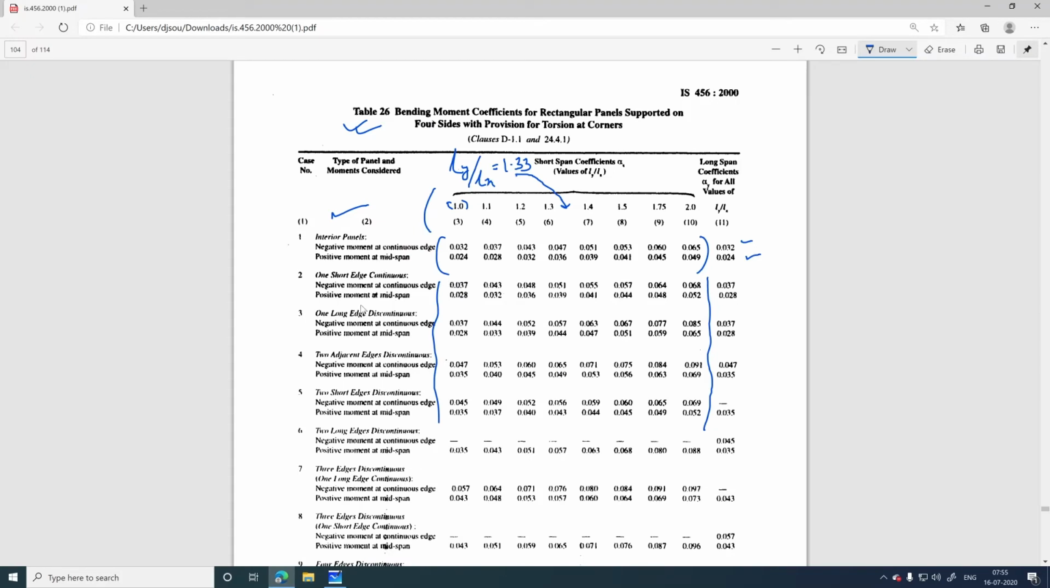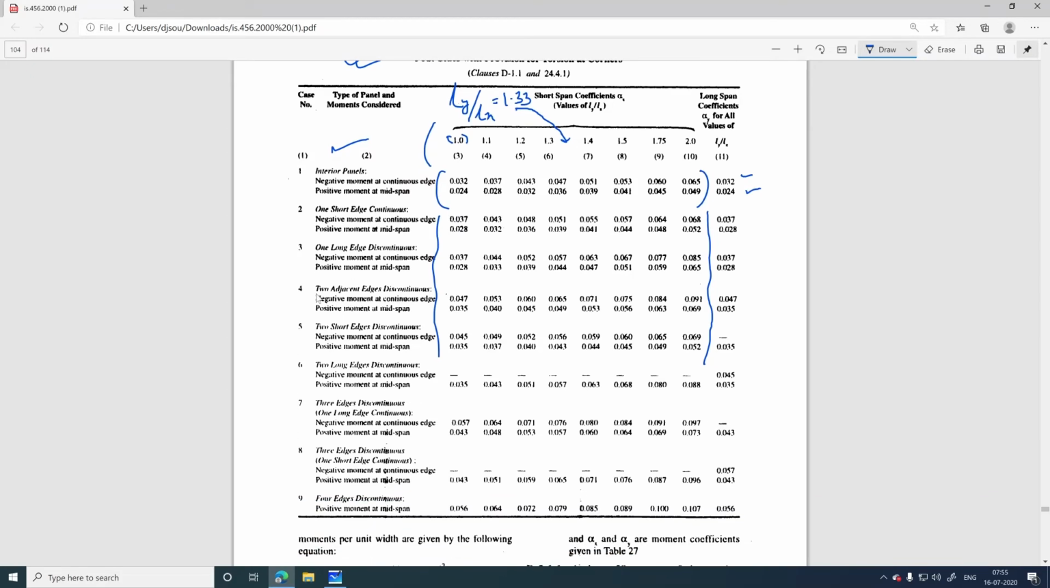So let's see where is the condition, two adjacent edges discontinuous, right? So we are interested in this part only, okay. Depending on the drawing, the diagram and the support condition, you need to see as a structural engineer which value you need to consider, okay. Now let's see the corresponding value for 1.33, what will be the value of alpha x, okay.